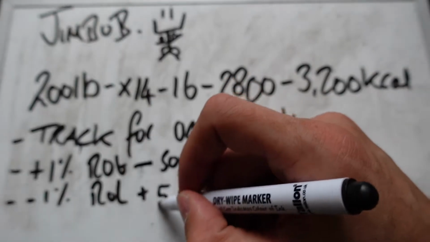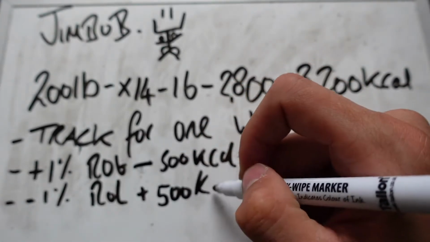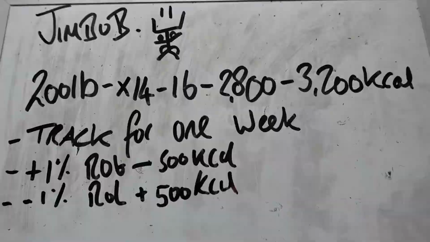But how many calories do we push by? If you're losing weight at 1% of your body weight, push by 500 calories. If you're gaining by 1% of your body weight, then deduct by 500 calories. That's a very, very rough figure.